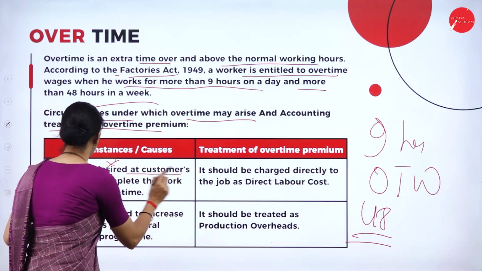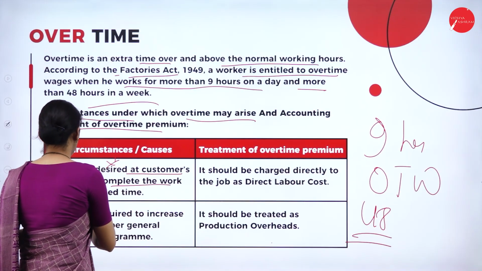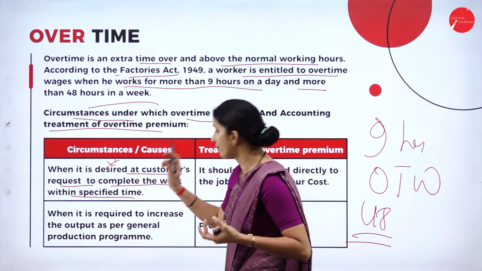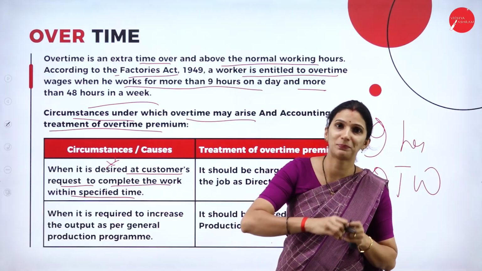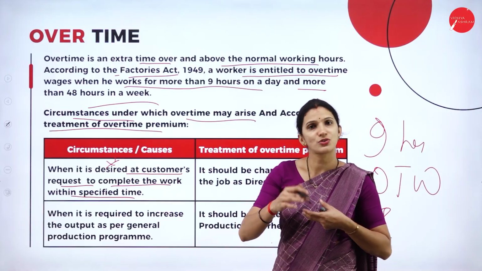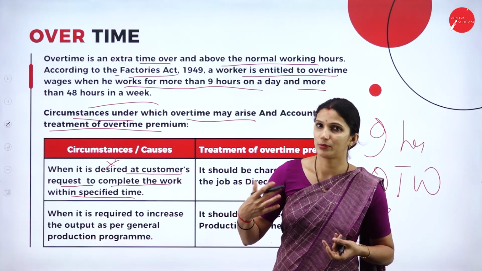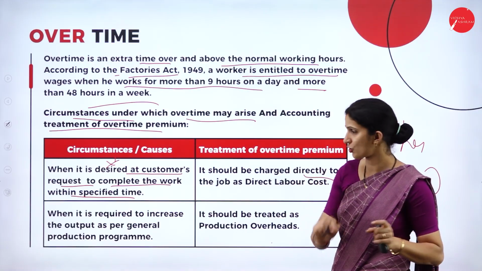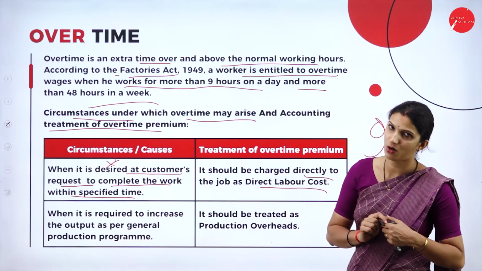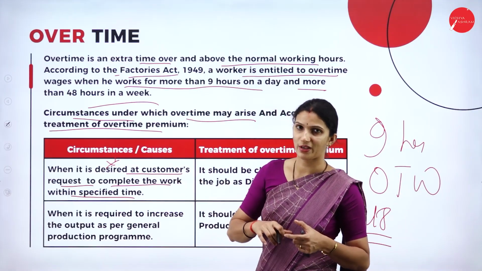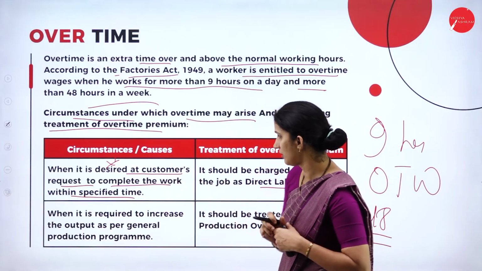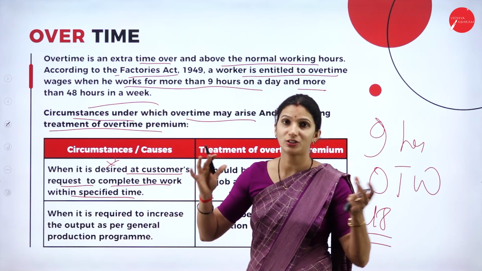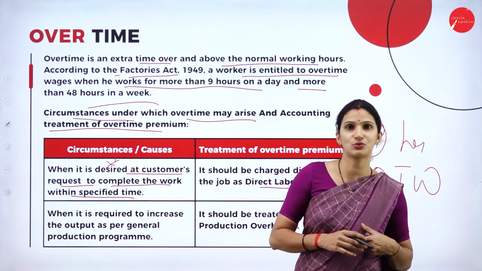When it is desired at the customer's request to complete the work within a specified time, so that he can work more than the normal working hours, here it should be charged directly to the job as direct labor cost. That means the cost of overtime wage will be charged as direct labor cost. See, these are the treatments. We are not going to solve the problem under this, just for the theoretical basis, how it is treated, that you need to know.